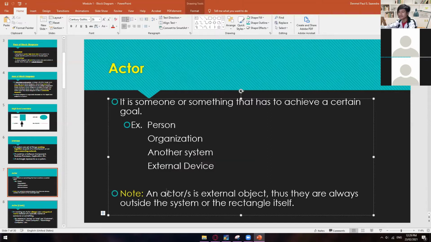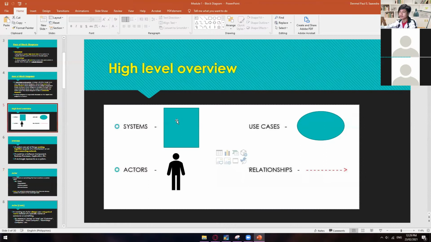All right. So note, an actor or actors is an external object as they are always outside the system or the rectangle itself. Okay. So katabi lang siya lagi dito. So this is, let's say, your input, and then another actor here, which is your output or another system.